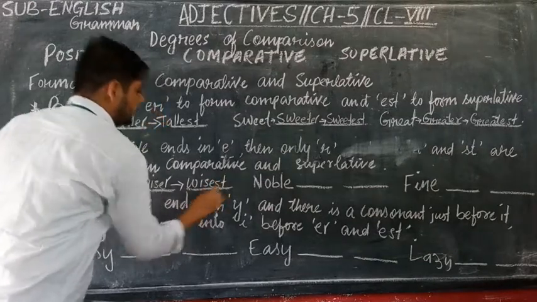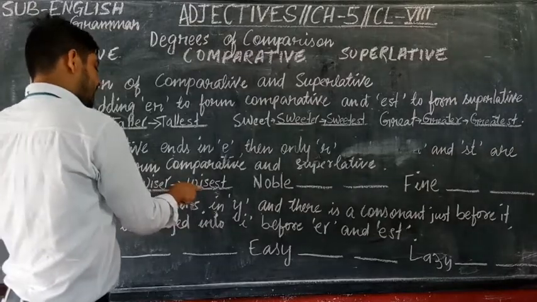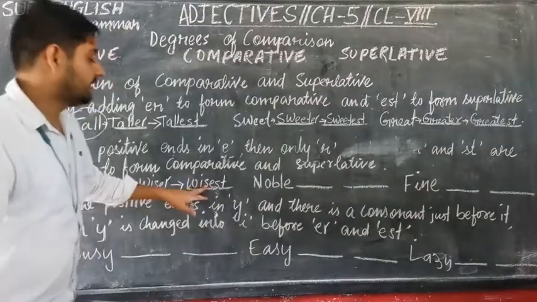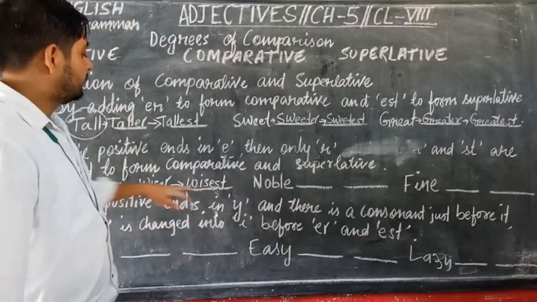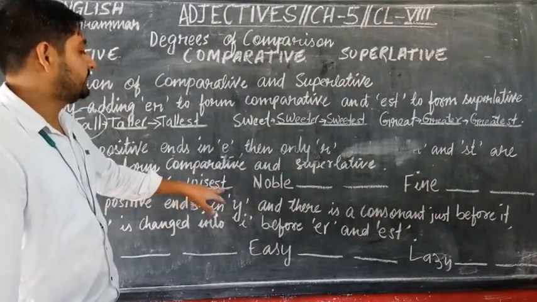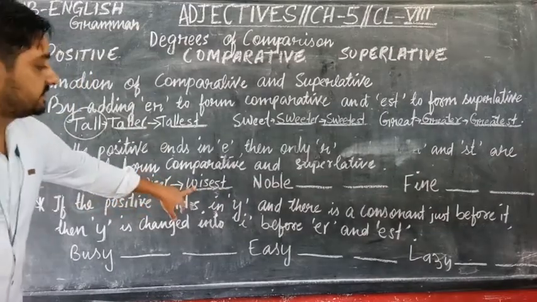W-I-S-E-S-T. What will we add? W-I-S-E is there in the positive, so we only need to add S-T to make the superlative. So now wise, wiser, wisest.